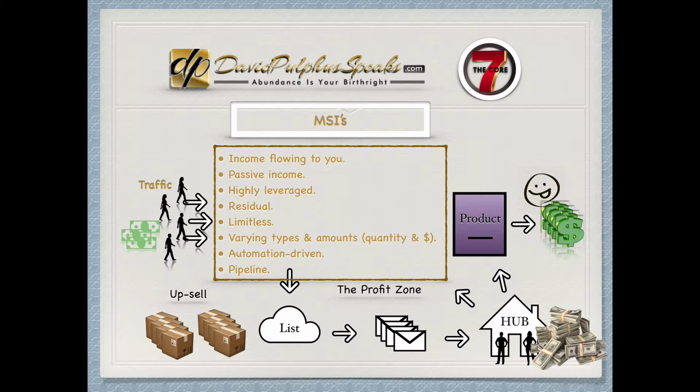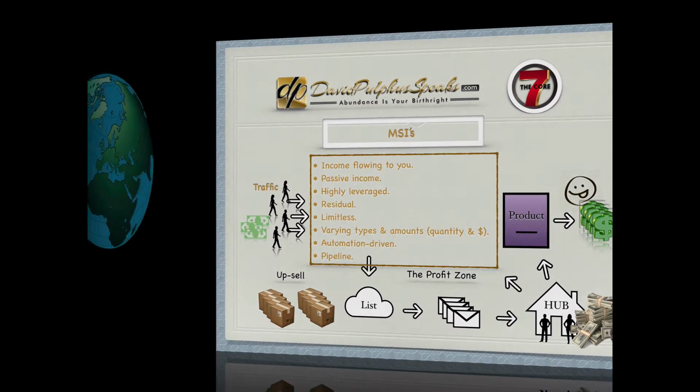You have residual factor there. Residual income is no limit to what you can do. The quantities of the different types of residual income you can have, the different dollar amounts that are going to be attached to that. This is your true pipeline.